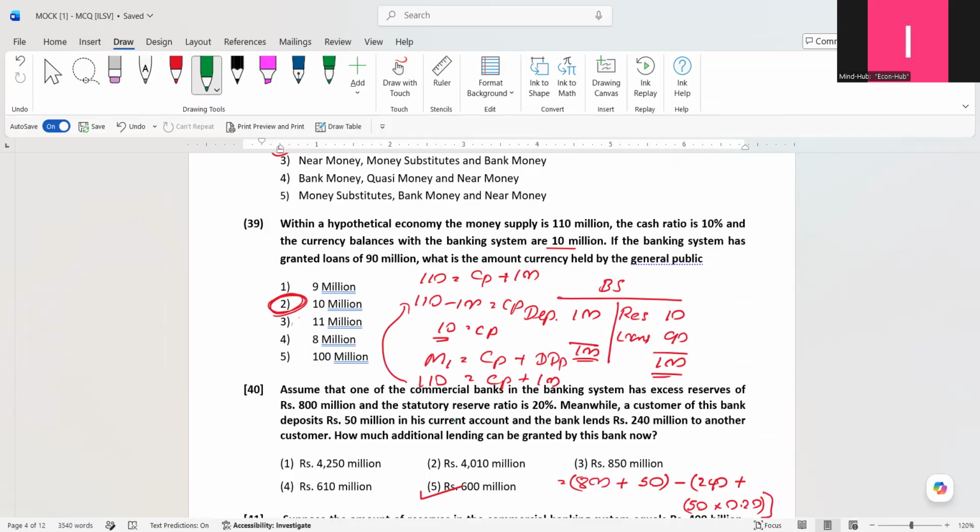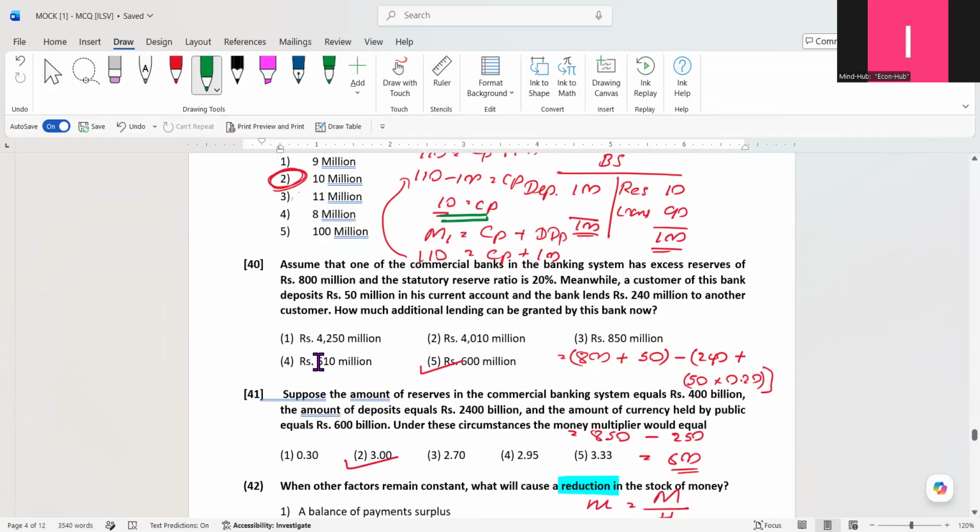We need the deposit value because money supply is currency with the public plus demand deposits. Now we found demand deposits as 100. Money supply is 110. Out of that 110, if demand deposits are 100, 110 minus 100, the remaining amount is currency with the public. Is that clear? So the correct answer is number 2.